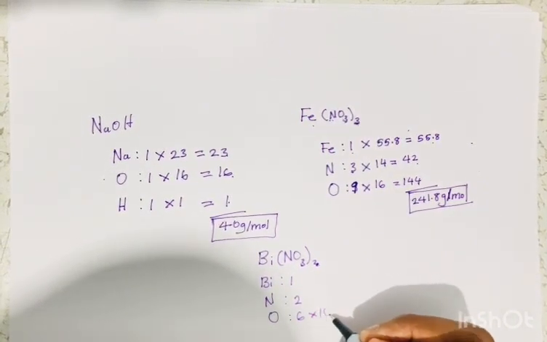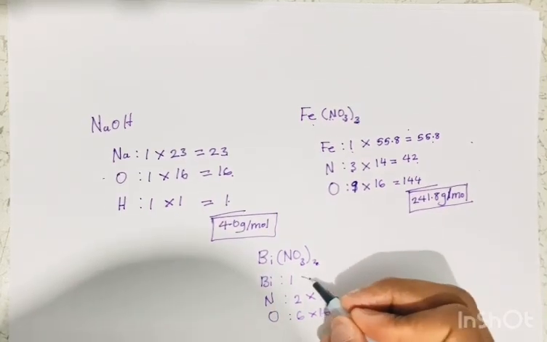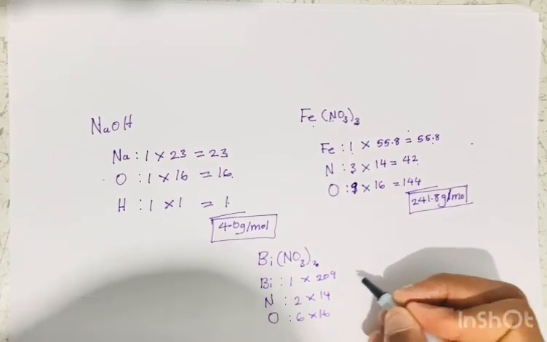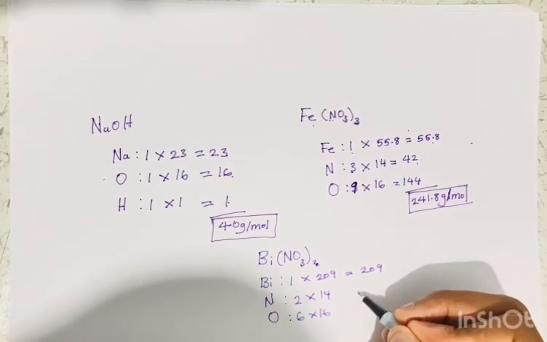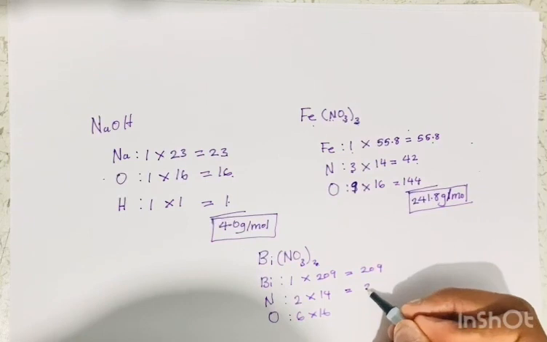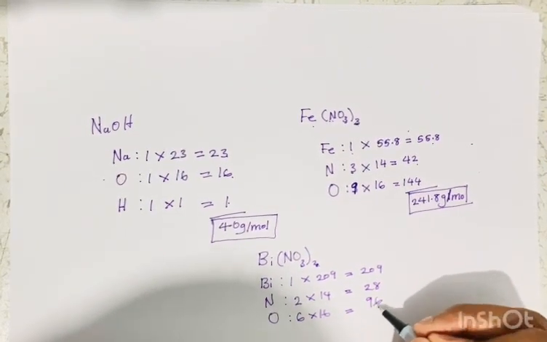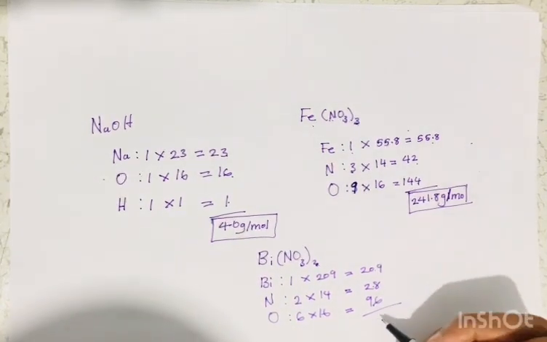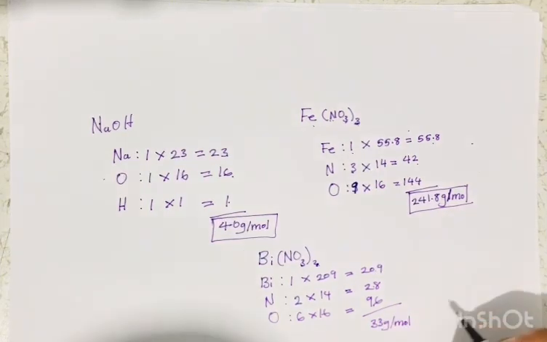So we multiply 6 by 16. We're also going to multiply 2 by 14. The atomic mass of Bi is normally 209. So 1 times 209 gives us 209. And then 2 times 14 will be equal to 28. And 6 times 16 will be equal to 96. So we're going to say 96 plus 28 plus 209 will be equal to 333 grams per mole.